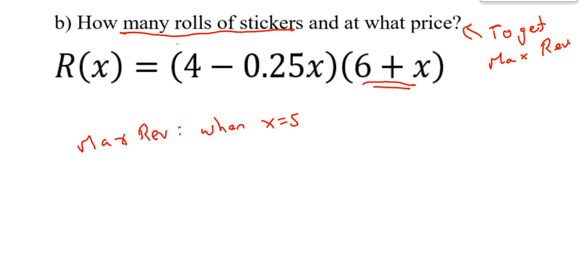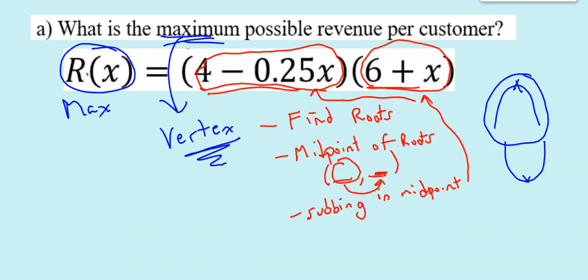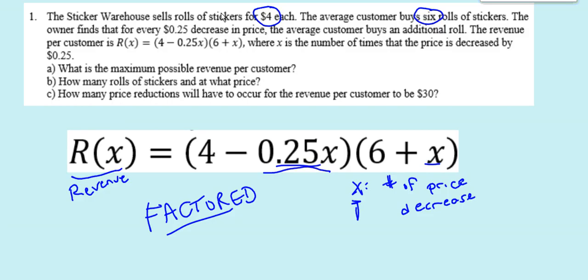And if you're confused as to why, if you go back to the actual question, hold on, I'm going all the way back, it's important. We know that originally it was 6 rolls that people were buying. And so the 6 represents the 6 rolls that people were buying. And then the plus x, because it was 1 additional roll, well, that's 1x. So this bracket is the one that represents the 6 rolls of stickers originally. The other bracket, where you see the $4 each and then 25 cents decrease, that must represent the price.